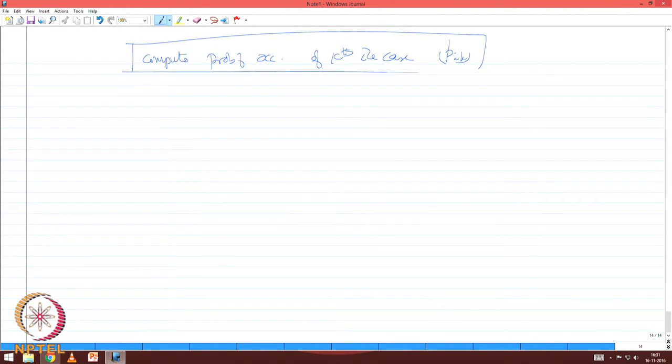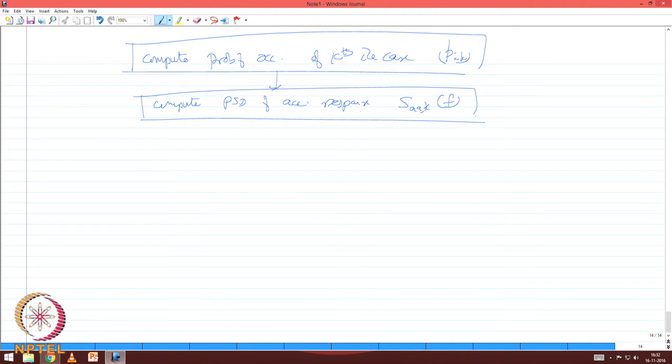Once this is done, move to estimate the probability of occurrence of that particular ice case, which I call Pik. Also compute the power spectral density function of acceleration response of the deck, which I call Sak of f. After computing it, compute the distribution parameter, sigma a square.